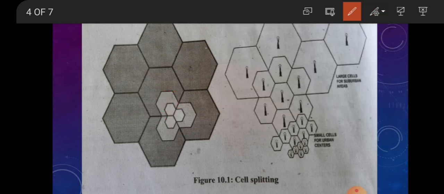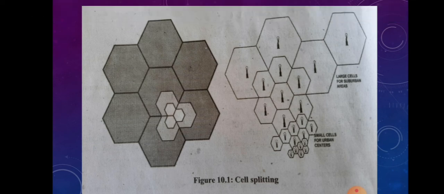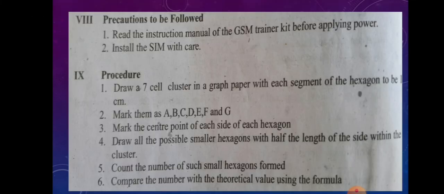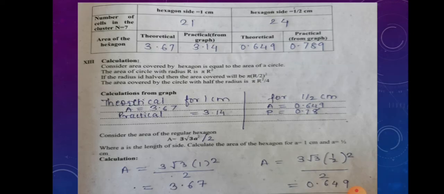We will be drawing the 7 cell cluster on graph paper with each side of the hexagon to be 1 centimeter. We will mark them as A, B, C, D, E, F, G. Then we will mark the center point of each side of the hexagon, and then we will draw the smaller hexagons with half the length of the side. So coming to the observation table, if the number of cells in the cluster is equal to 7 and the hexagon side is 1, we are going to get 21. If the hexagon side is half centimeter, we will get 24.